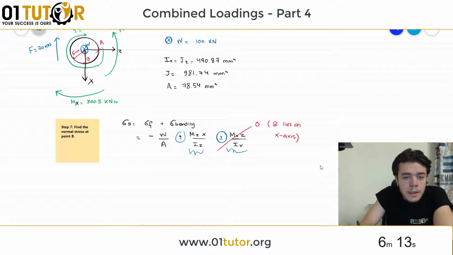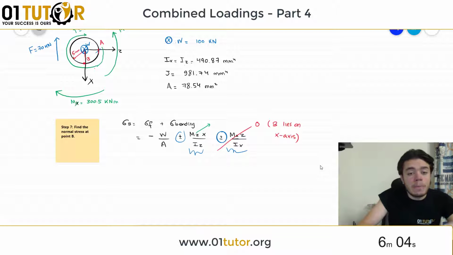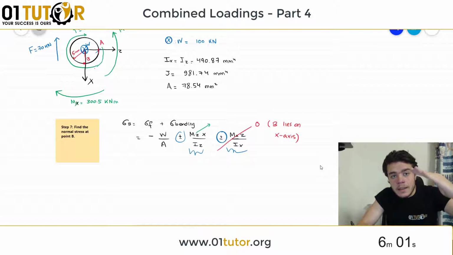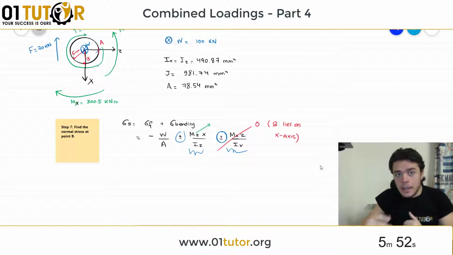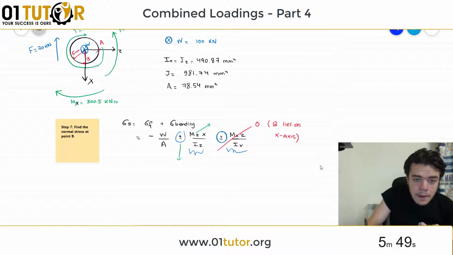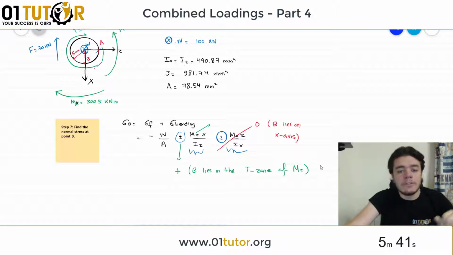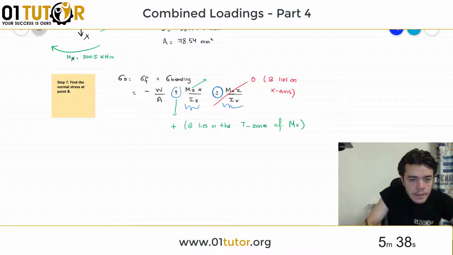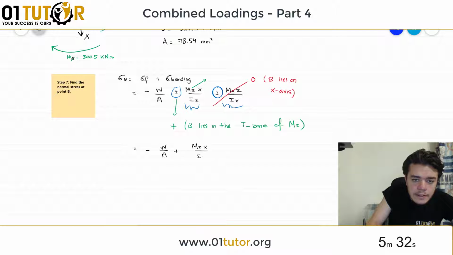And we need to determine if point B is under tension or compression with respect to Mz. So you're going to ask yourself: is B under tension or compression with respect to Mz? We see that Mz creates a tension region at the bottom and a compression region at the top, and since point B belongs to the tension region of Mz, this term is going to be a plus. Why? Because point B lies in the T zone of Mz, T zone meaning tension zone, and therefore sigma at point B is going to be minus P over A plus Mz x over Iz.